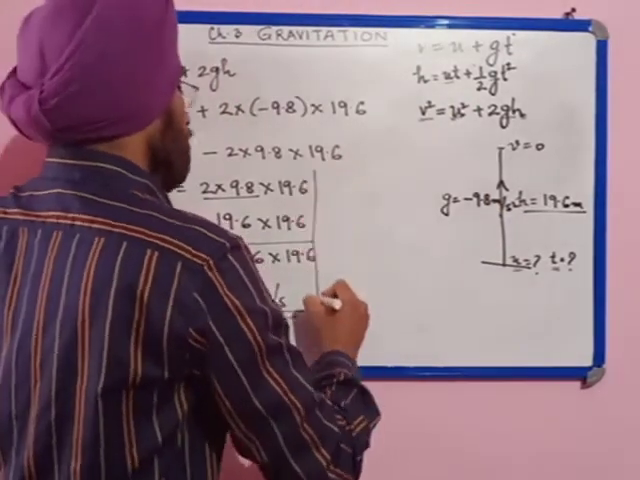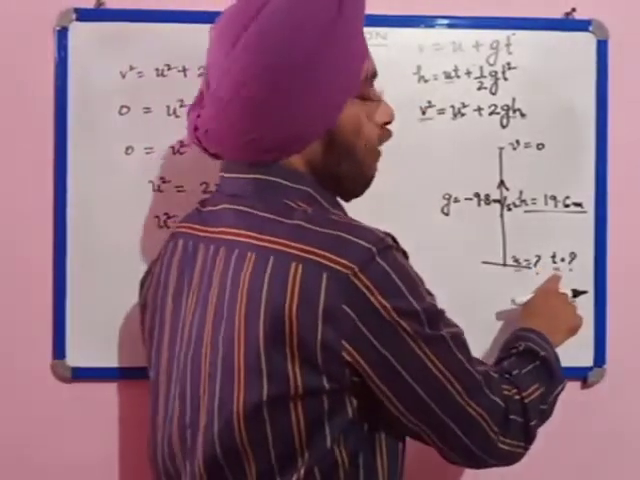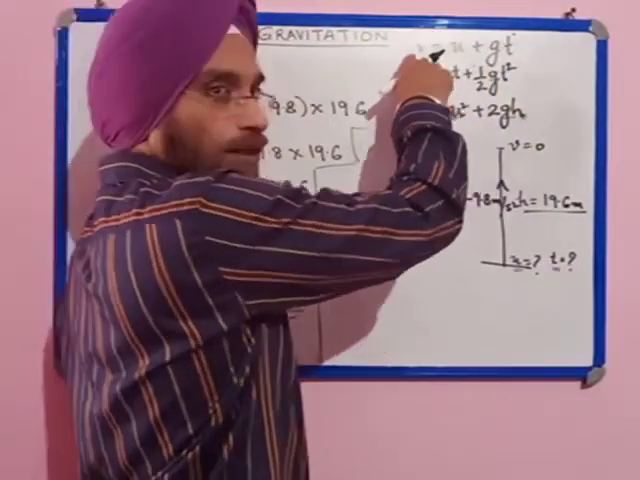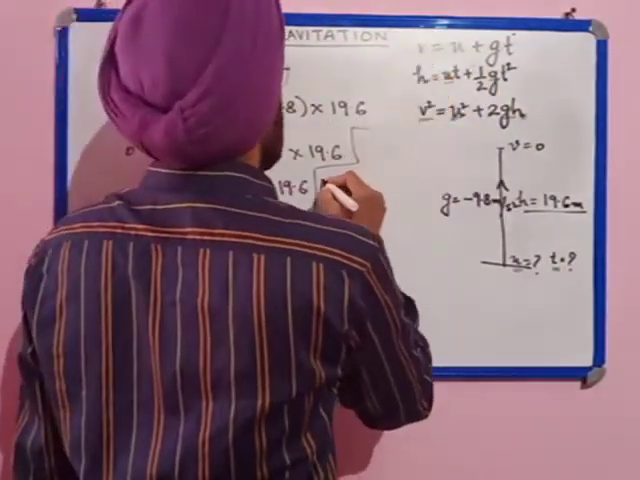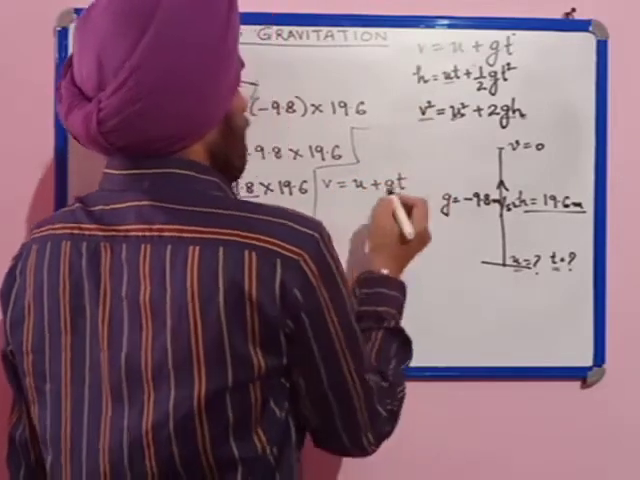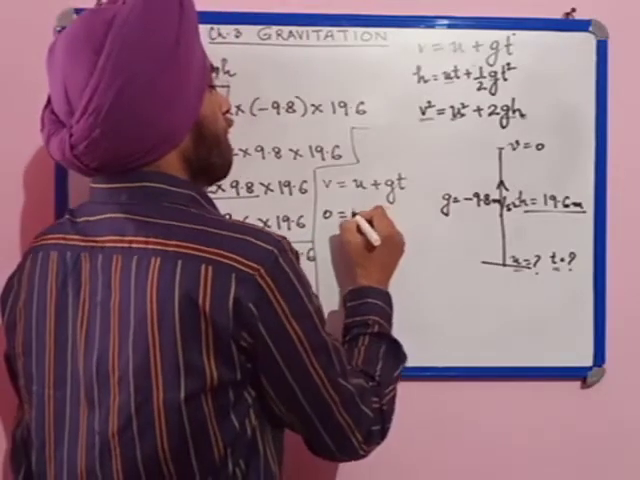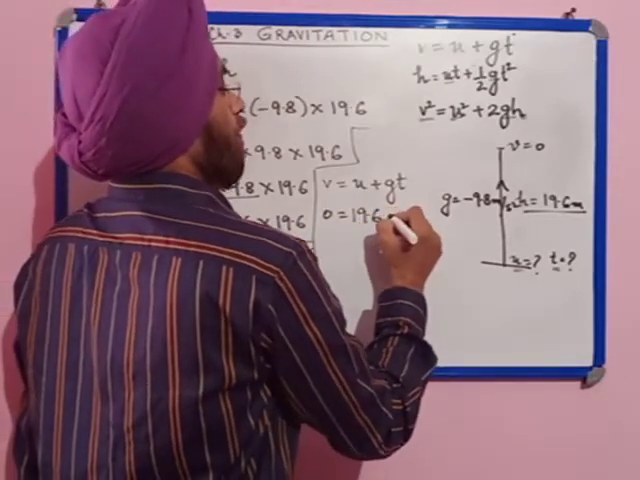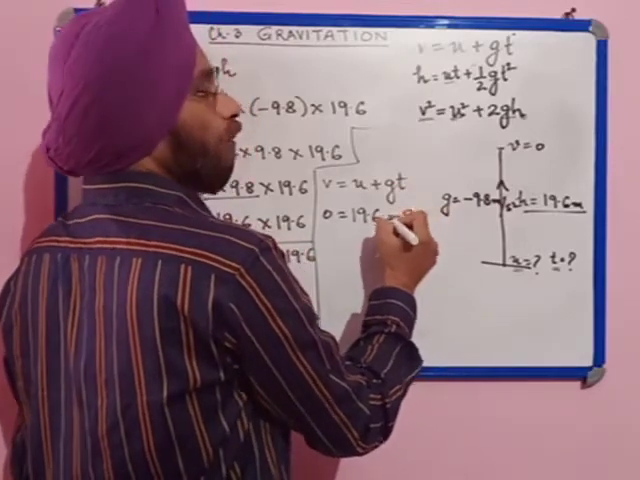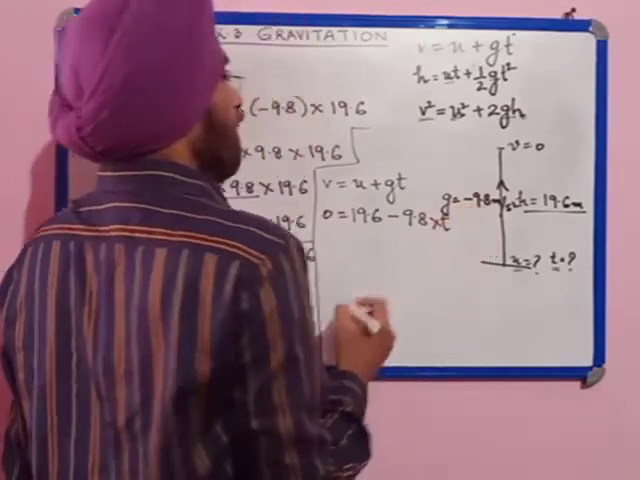Now the second part is, we have to find out time. Now we may use any equation, but this is more comfortable to be used: v is equal to u plus gt. v is 0, u is 19.6, minus 9.8. I'm writing it this way, or you may write plus into minus bracket, it is the same thing, into time t.